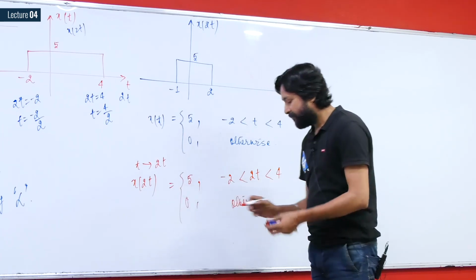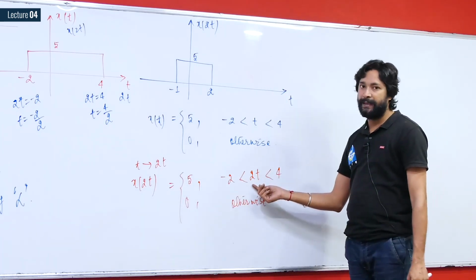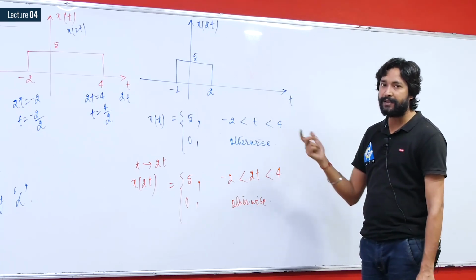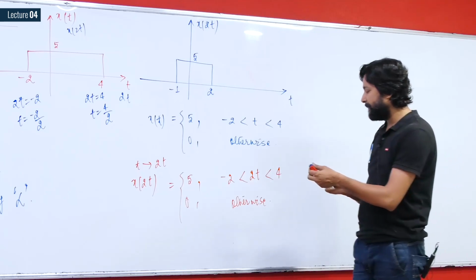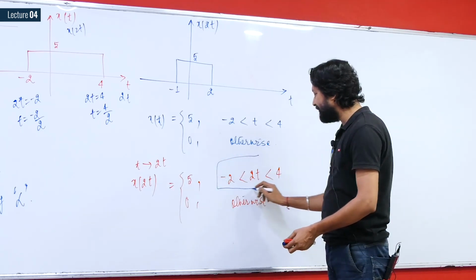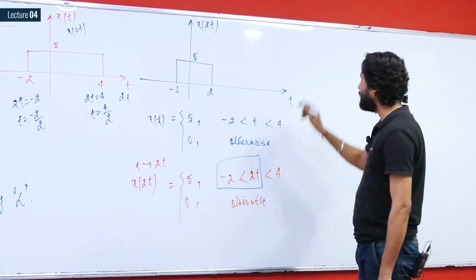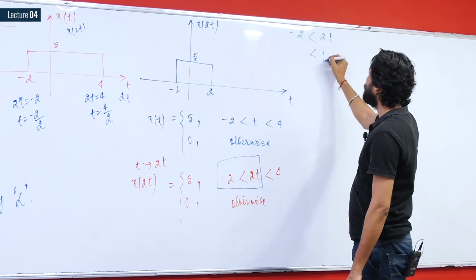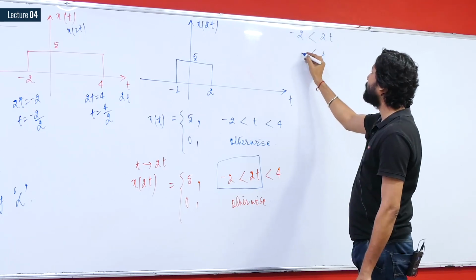So here we have written the limits of 2t, but we have to plot the graph with respect to t. So we have to find out the limits of t. To find the limits of t, you will have to take individually first this limit. If minus 2 is less than 2t, it means this t value will be greater than minus 2 upon 2, that is minus 1.